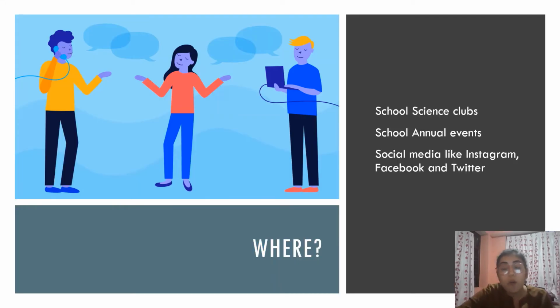So where can you communicate? You can communicate at your school science clubs. Make some small science clubs and start your own storytelling sessions every month. You can have a small group, and then you can choose topics every month and talk about it in your class, in your annual events. Or you can write articles, or as I said, you can make short videos about science, about conservation, and post them on Instagram, Facebook, and Twitter.